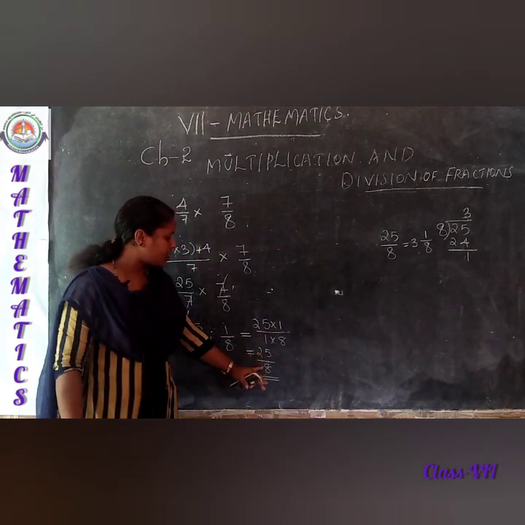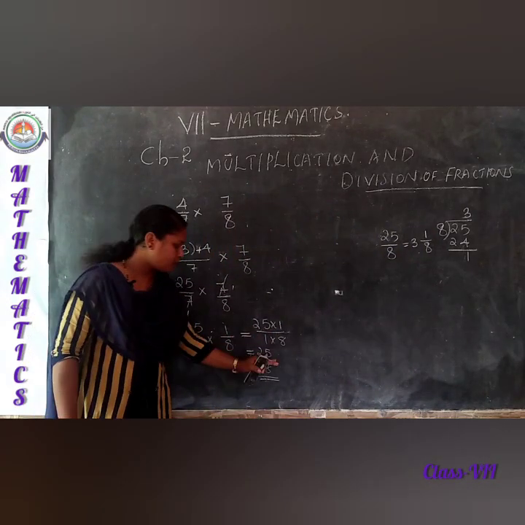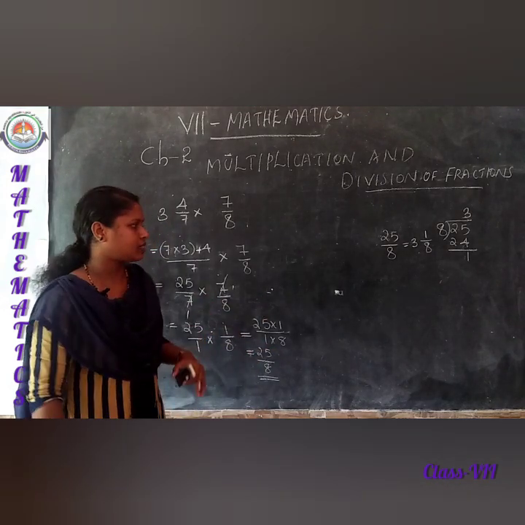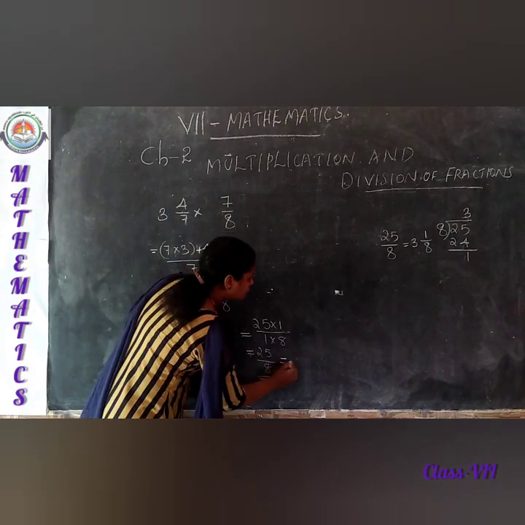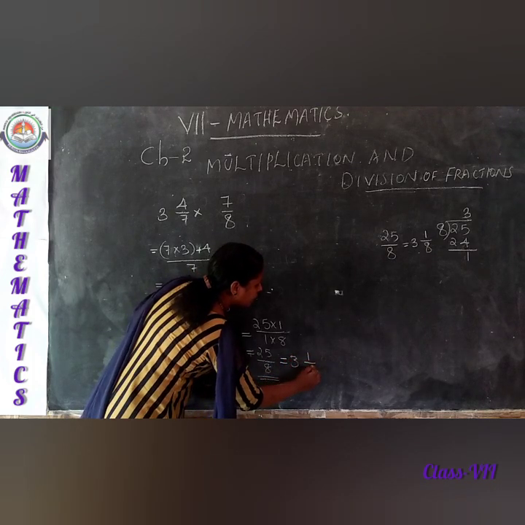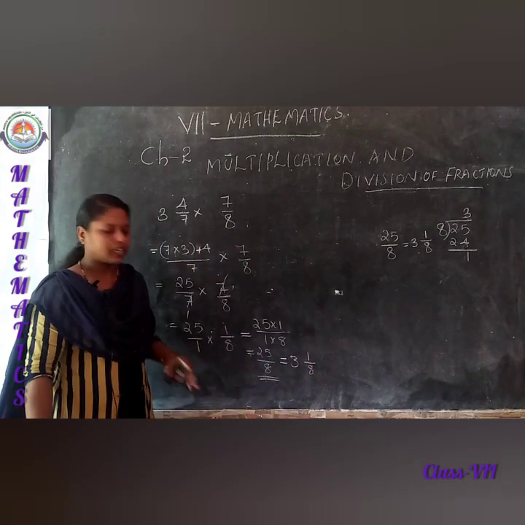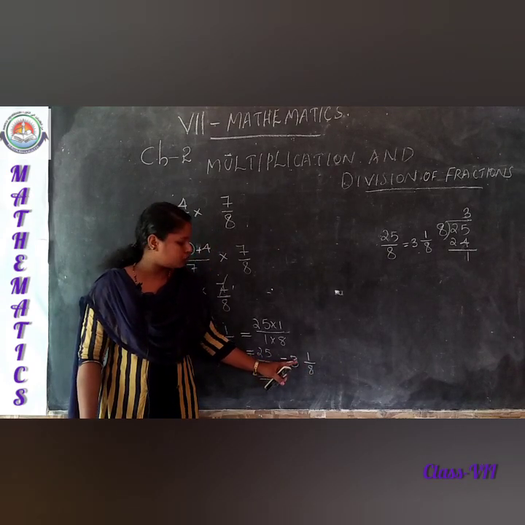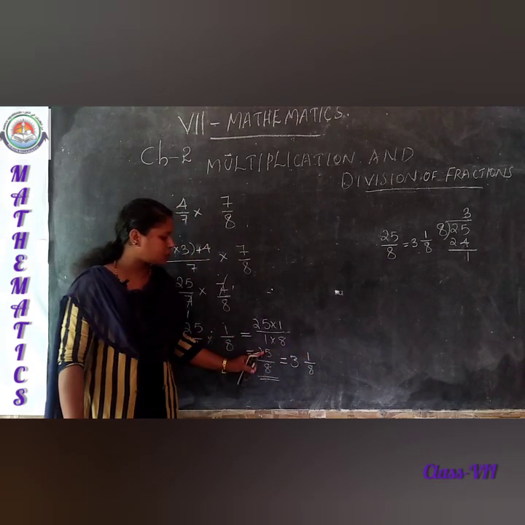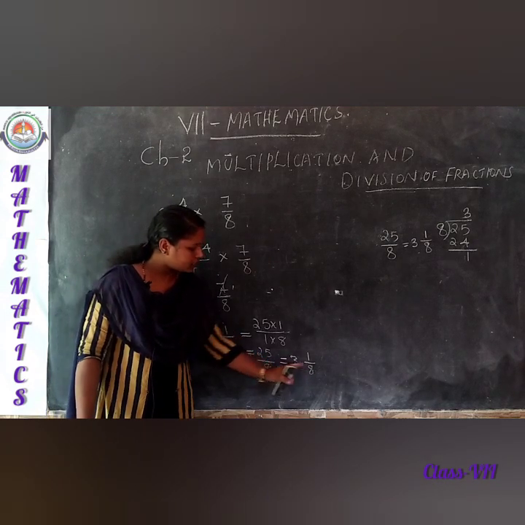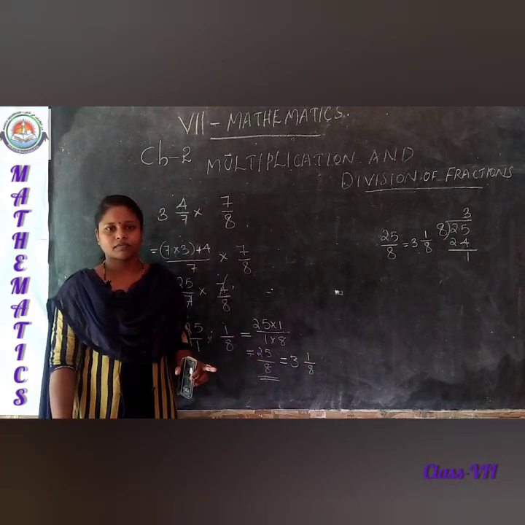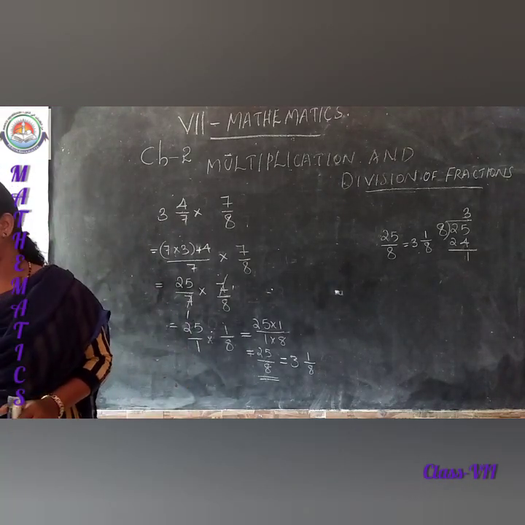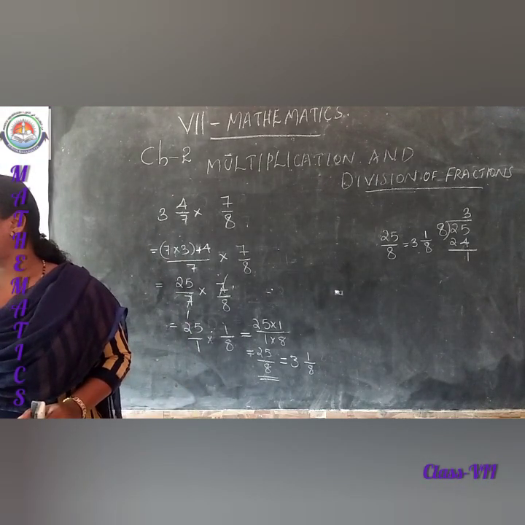So this 25 by 8, it is an improper fraction, so we can convert that into a mixed fraction, which is equal to 3 1 by 8. Here you may check: 3 into 8 is 24, 24 plus 1 is 25, and the denominator is 8. Is that clear? Okay, we can discuss some more questions from the exercise part.